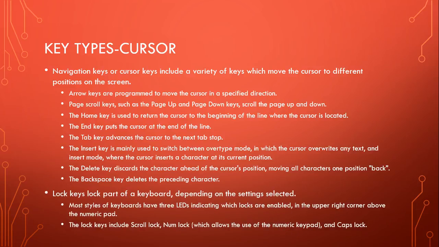Now you also have these things called lock keys. Lock keys lock up part of a keyboard depending on which settings are selected. Most styles of keyboards have 3 LEDs which indicate which locks are enabled in the upper right corner above the numeric pad. If you don't have a numeric pad, you might have an indicator someplace else. So for example, on this laptop, if I press caps lock right now, I get a symbol that pops up on my screen to indicate to me, hey, caps lock is on. And when I press it again, it shuts it off.